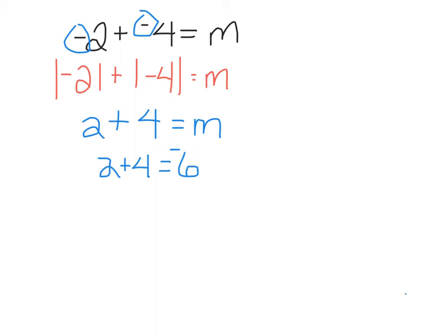So the negative 2 plus negative 4 equals m. That equals negative 6.